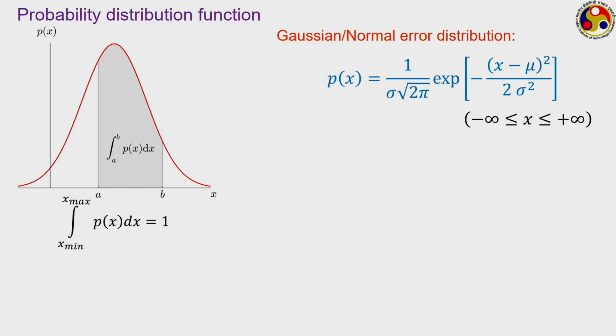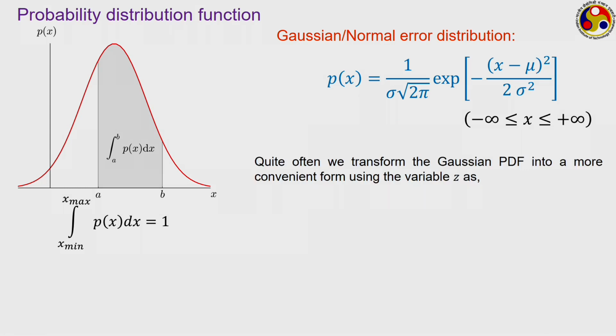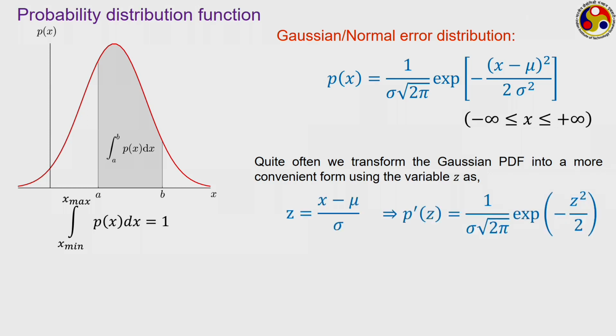Here sigma refers to the standard deviation, the population standard deviation, because here we are performing over a very large set of data, or when x ranges from minus infinity to plus infinity, that means our data set is an infinite one. And here this mu refers to the mean, the arithmetic mean, based on the population. So, this is the Gaussian error distribution.